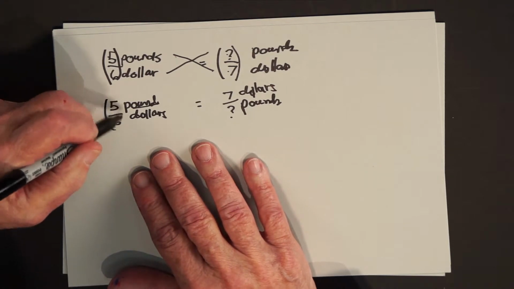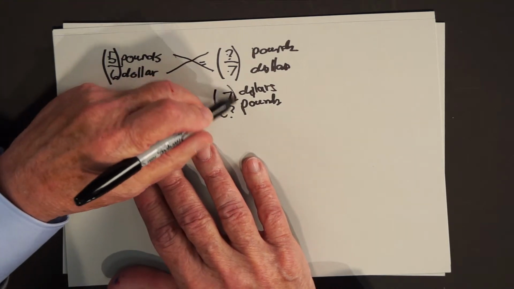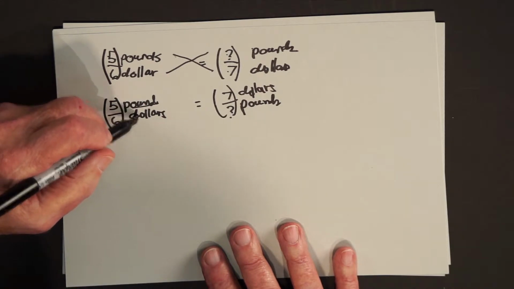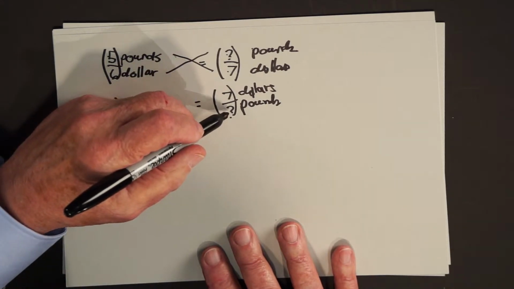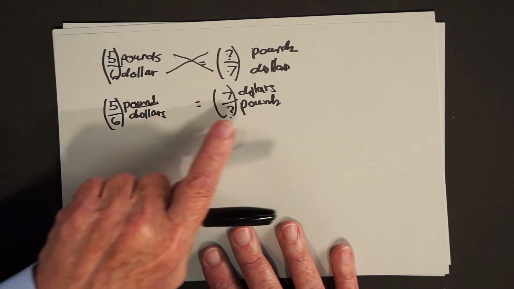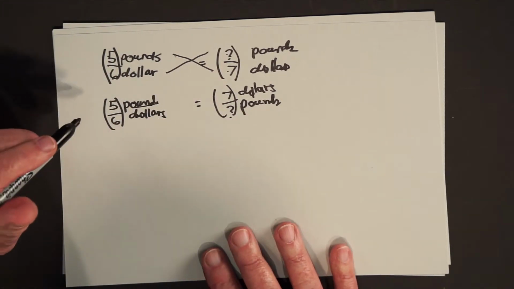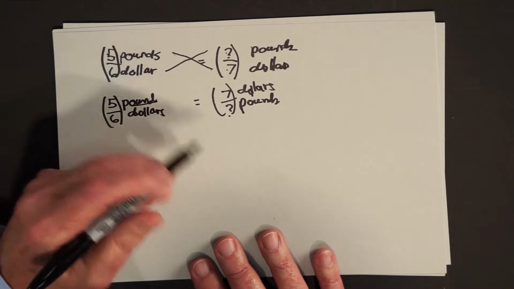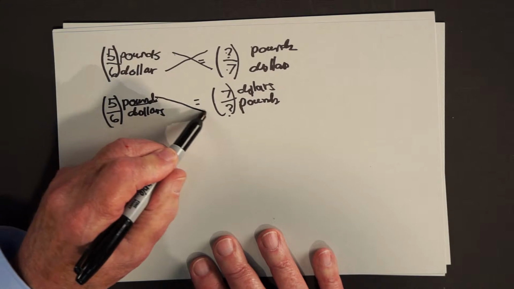You see why you can't compare the 5/6 with the 7 over question mark? The 5/6 is modifying pounds per dollar. The 7 over question mark is modifying dollars per pound. Since they're not modifying the same noun, we can't equate them. And again, notice what would happen if you did cross multiply here. This is how the nouns help you.